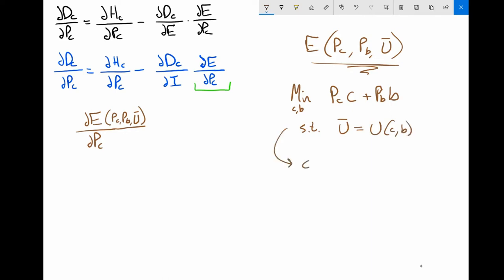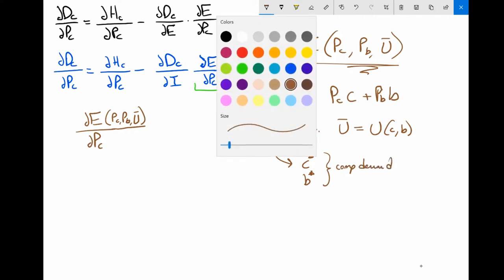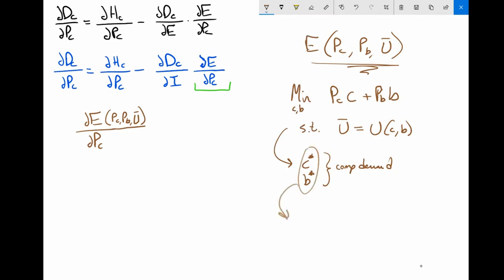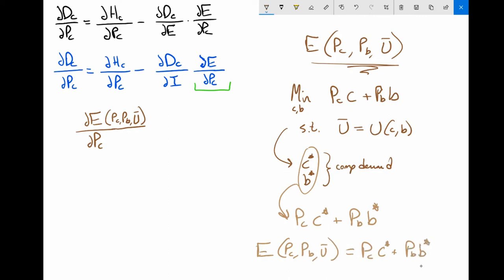We solve this problem and get C star and B star, which we now know are equal to our compensated demand functions. We take these values and plug them back into the expenditure function, so PC times C star plus PB times B star. So this function E of PC, PB, U is equal to PC C star plus PB B star. That's what this function is.